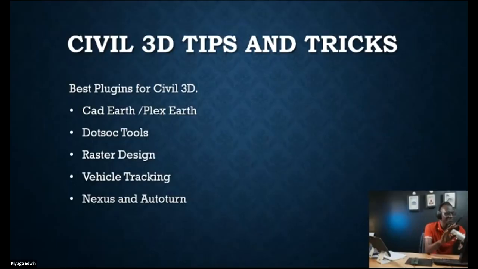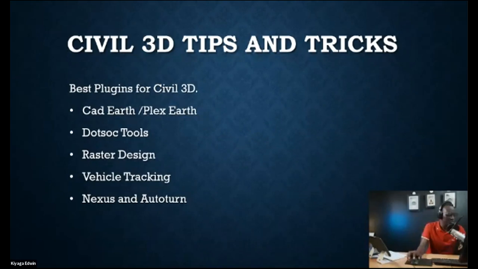Nexus and AutoTrack. If you are someone who wants to design junctions and roundabouts, which I believe is around 40% of highway design, you will find that these two plugins are a must-have. And we'll go into why they're basically a must-have. If you can't access them, try and ask for trials from their website.